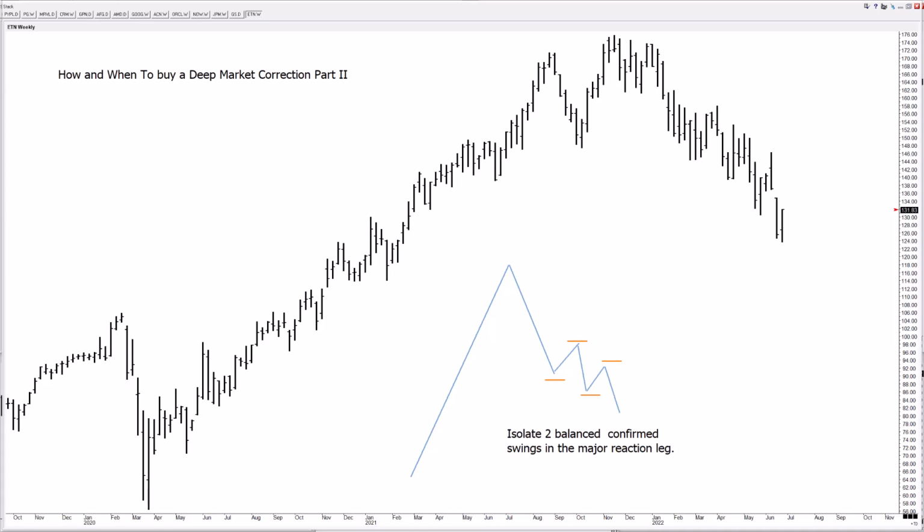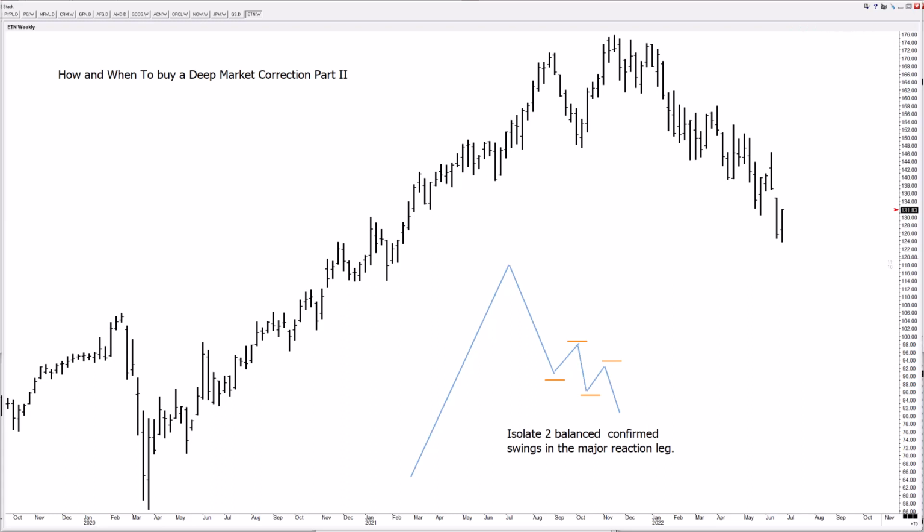All right, welcome back. This is part two of how and when to buy a deep market correction, a deep pullback. And so what I'm going to do in this first one, first we'll recap a little bit, and then we'll do a little practice on various instruments. And then we'll find some stuff to work with live.